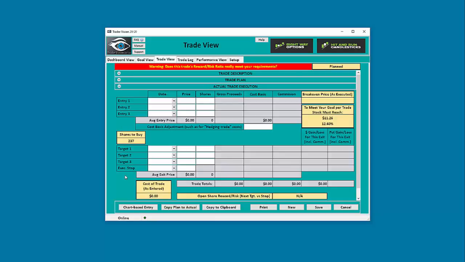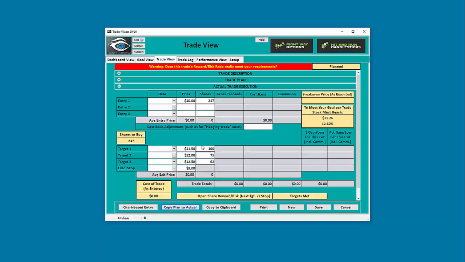In the actual execution section, it's very similar to the plan section, with the exception that we now have dates, and we also have the ability to enter a cost basis adjustment. This could be used for things like dividend receipts, for the cost of a hedging trade you might place, or for other adjustments that need to be made to the cost basis of a trade. For expediency's sake, let me copy plan to actual, and you'll now see that we've got these prices and shares copied down into the trade.